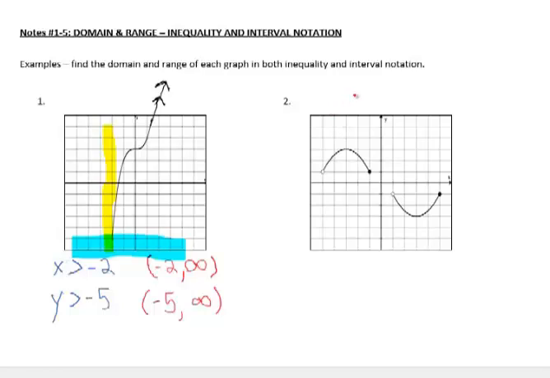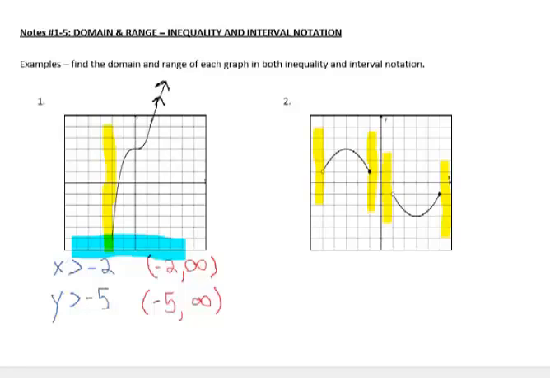Alright, looking at number 2. This is a funky one. Number 2. We have domain. From left to right, this guy has a starting point here, stops right here. Notice that. We don't have anything in between here on the x part of the graph. Has another starting point right here and another stopping point right here.